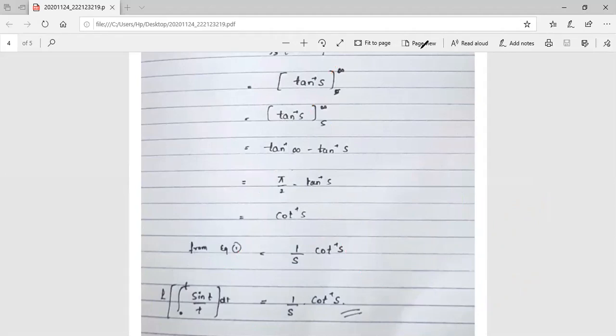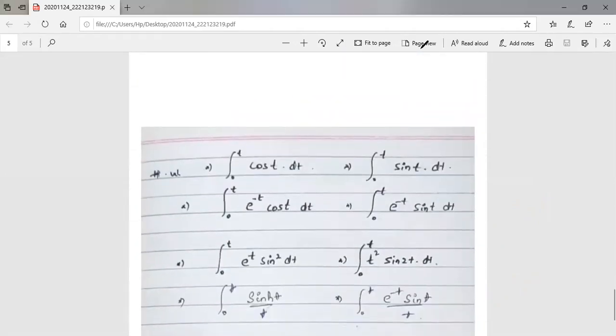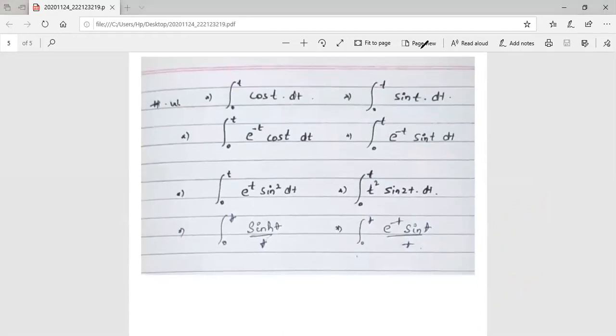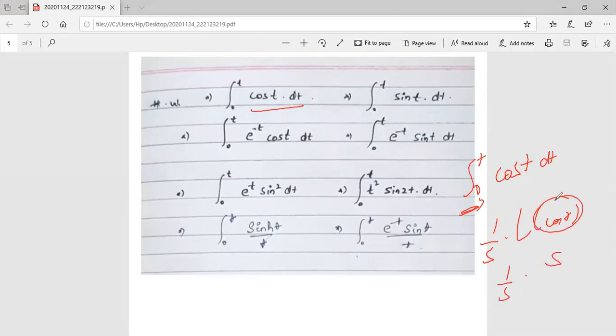And I will give you some examples and some homework problems. Try to solve them yourself and send me the answers through WhatsApp. First, the integral from 0 to t of cos t dt. According to property number 6, this is 1 by s into the Laplace transform of cos t, whose formula is s divided by s square plus a square. The s will cancel and your answer is 1 divided by s square plus a square.